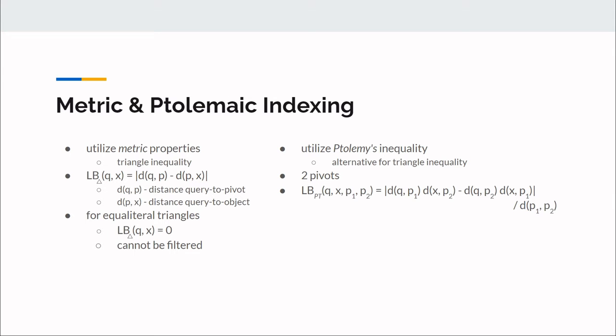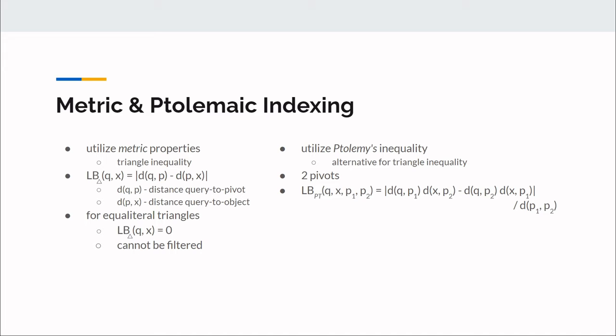The metric access methods use some construction of lower bounds, using the triangle inequality. In the simplest case of pivot tables, the three objects in the triangle are the query object Q, a dataset object X, and a pivot P. If the triangle is equilateral, the lower bound is 0, and so the dataset object X cannot be filtered by the lower bound. On the other hand, if the triangle is squeezed to a line segment, the lower bound gets maximal, and so it's super effective for filtering.